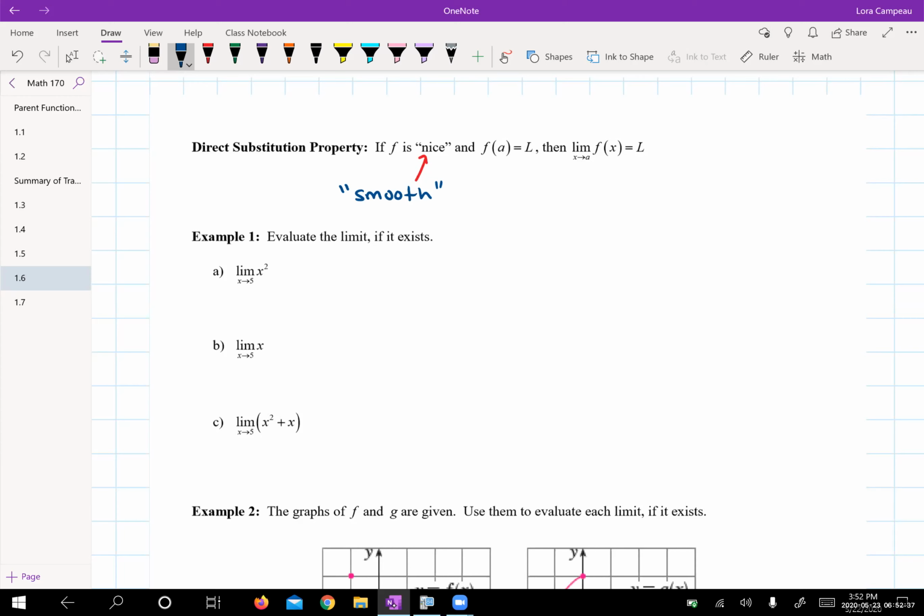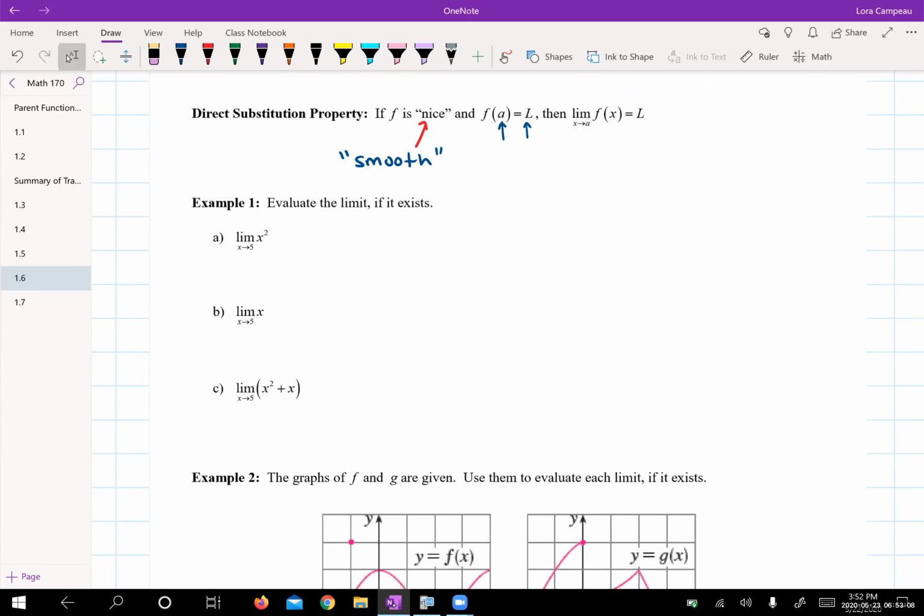So if you have one of these nice functions and there's actually a value that exists when you plug in x equals a, then you can say that the limit of f of x as x approaches a is equal to that value. In other words, you're really just plugging that particular a value into your function. So if we do a few, just so that you can see, we have our limit of x squared as x approaches 5.